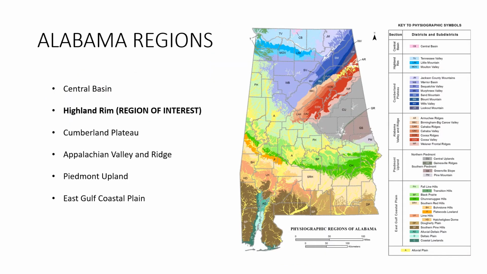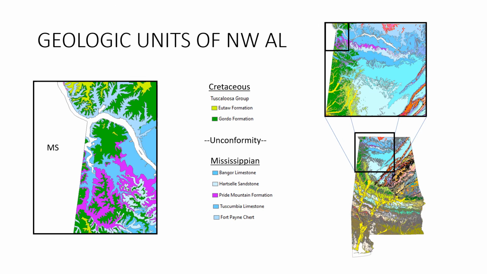Taking this idea to another area, Alabama, and specifically looking at the northwestern corner, the Highland Rim is what it's called. There's a lot of geographic diversity in the area, and we'll be focusing on that. We don't have a lot of borehole data, but what we do have is the same idea. They're mapping these different geologic units, the Cretaceous, and I think the Devonian, but we'll be looking at the Mississippian.